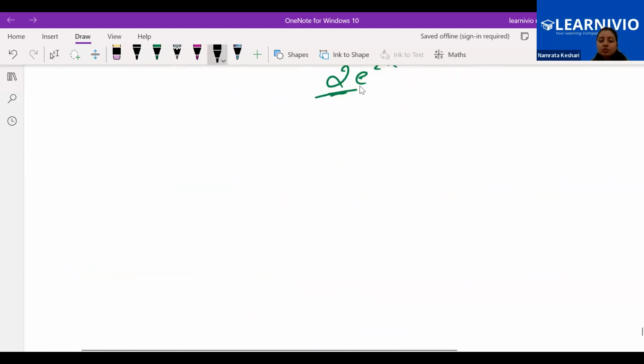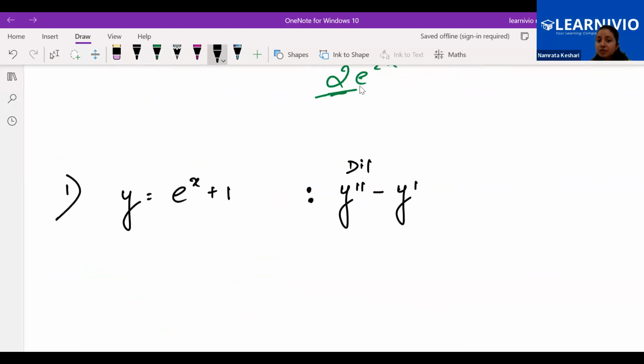Let's do a few more questions. Few more, not all the questions from the exercise, because as I said, you need to practice all the questions from the NCERT. So the first one is y is equal to e to the power x plus 1. And we have to check over here whether it's a solution of the differential equation. See, this is a differential equation.